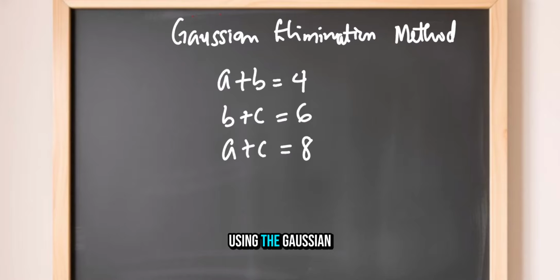We will be using the Gaussian elimination method to solve this given problem. To use this Gaussian elimination method, or we can also call it the matrix method, let's rewrite this given equation. This is my equation 1, equation 2, and equation 3. Now, by writing this here, I'm going to focus on the coefficient.